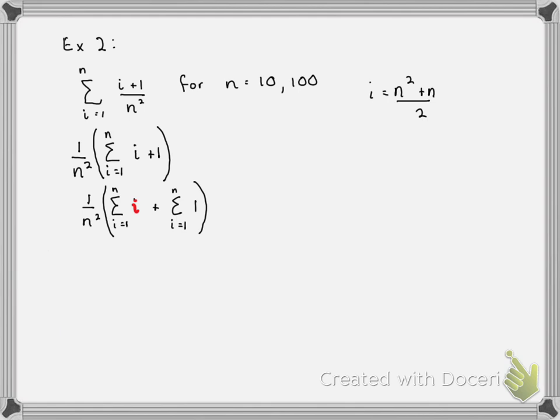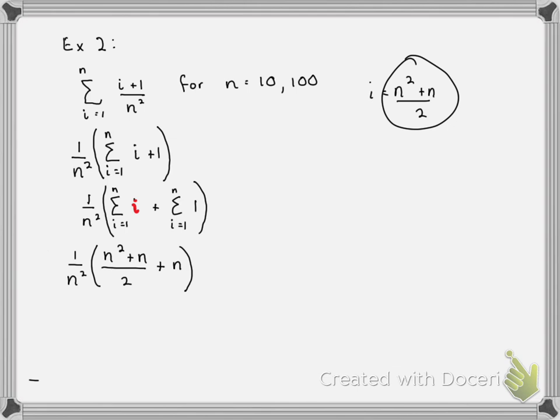okay? So we will expand. We'll have 1 over n squared, okay? And once we replace the i with its summation formula in terms of n, we drop the summation symbol. So i is n squared plus n over 2. Okay, and actually we need to kind of lose that second parenthesis for now. Okay, and then remember the sum of a constant is going to be the constant times n. So that's just 1 times n.